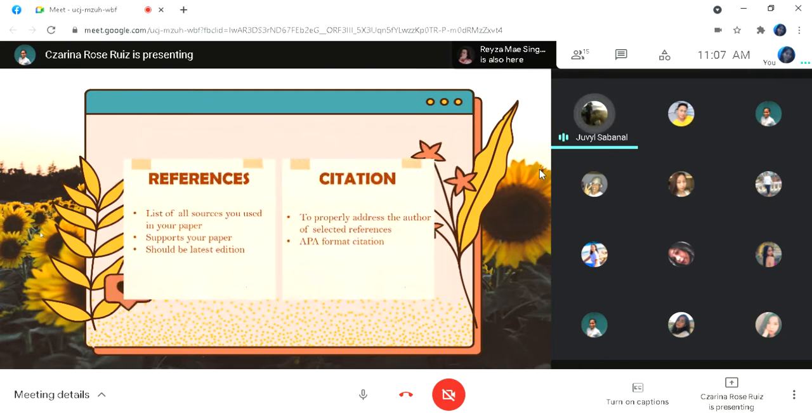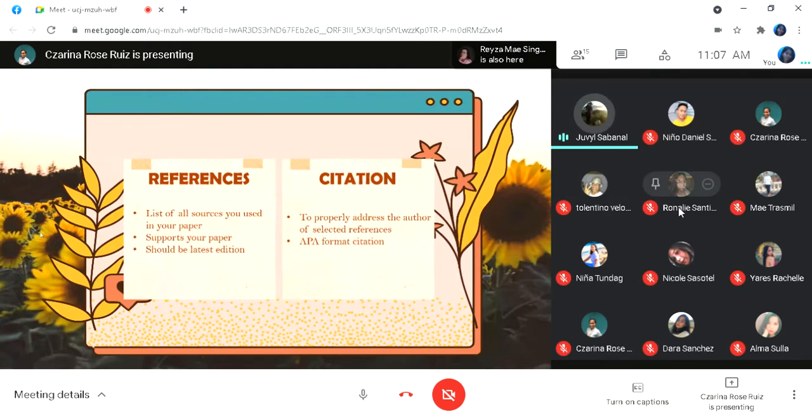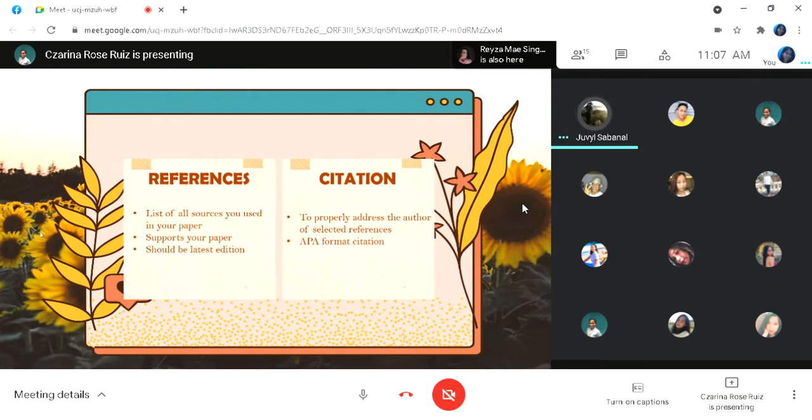And the references and the citation. References must include a list of all sources you use in your paper. Sources supporting your paper should be the latest edition, and the citation needs to be properly addressed to the author of the selected references in APA format citation. APA format is the official style used by the American Psychological Association, or APA.